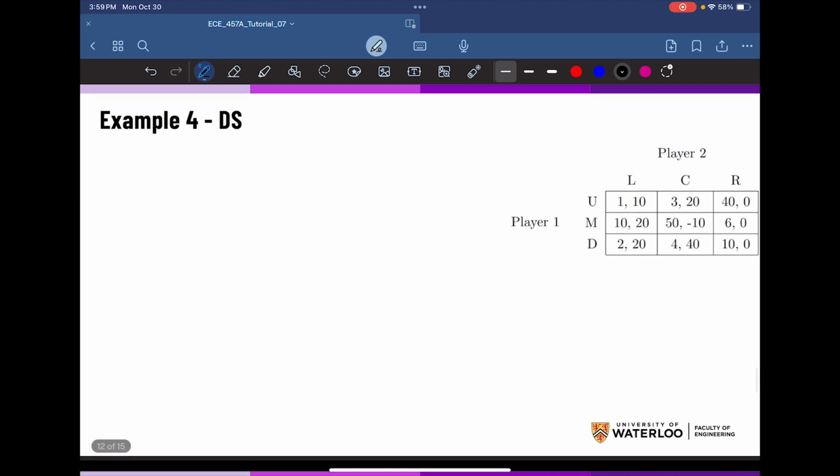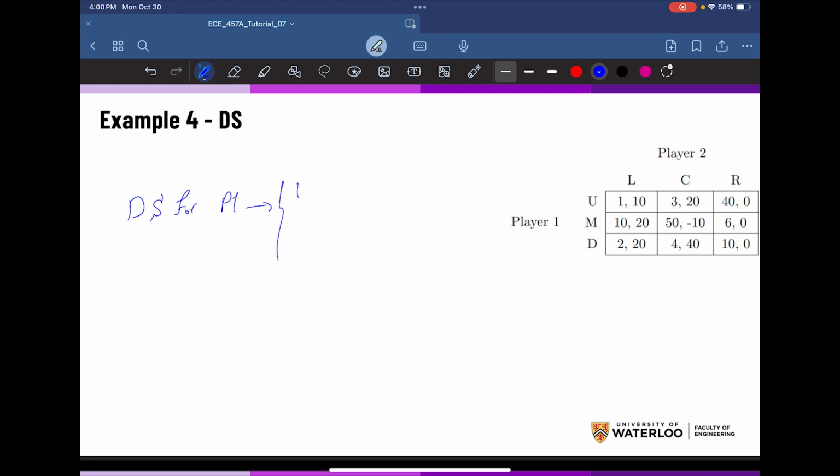Moving on to the next example, the last example, like before, starting with DS. Player number 1 has 3 actions, U, M, D, and player number 2 has 3 actions as well, L, C, R. So let's find the dominant strategy for player number 1.